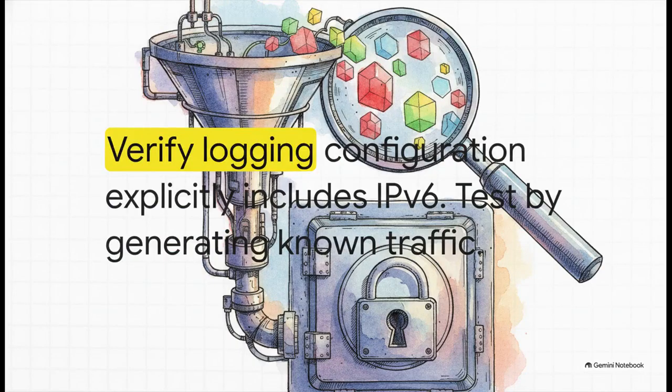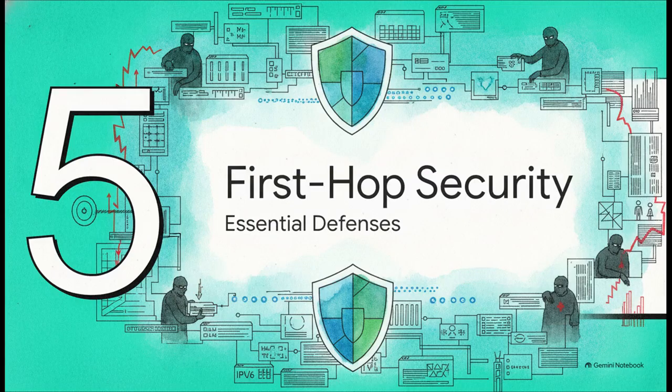You have got to fix this visibility gap. You must explicitly verify your logging configuration to ensure it actually includes IPv6. And please, don't just check a box, test it. Generate known IPv6 traffic on your network and confirm that it actually pops up in your logs. Also, make sure IPv6 is included in your log retention policies and that your SIEM ingestion pipelines are parsing all of that data correctly.